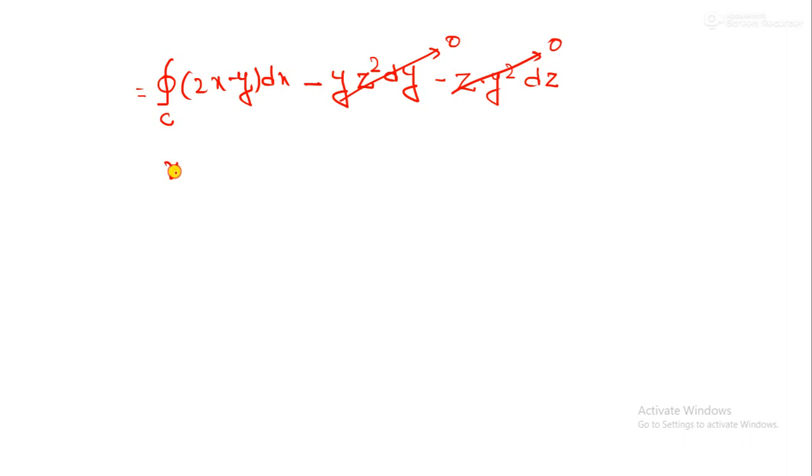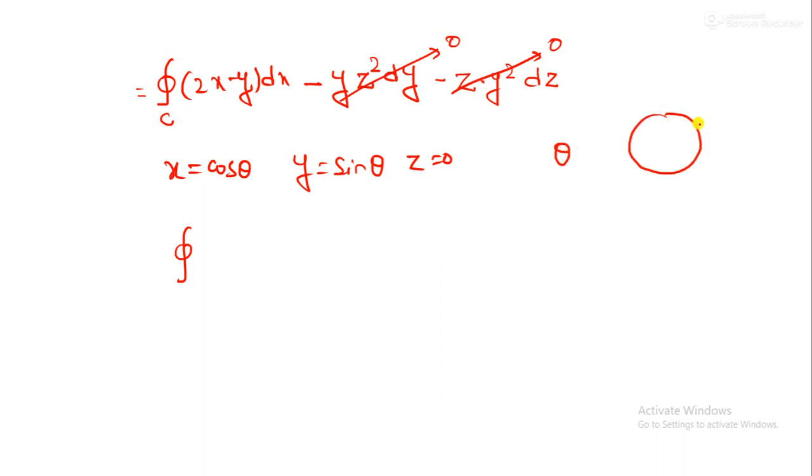I'm just taking x equals cos theta, y equals sin theta, and z equals 0. Okay, if I am taking this, then you can write it as an integral for a closed curve C. Let's say if I have taken x equals cos theta and y equals sin theta, then what will be the limit of theta? Theta will be, as it is a circular plane, we are moving from 0 to 2 pi, so theta ranges from 0 to 2 pi.